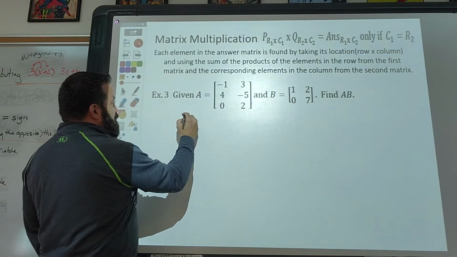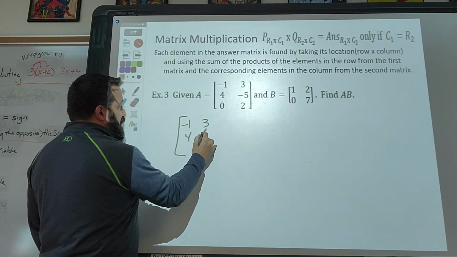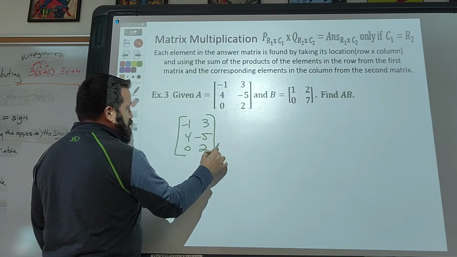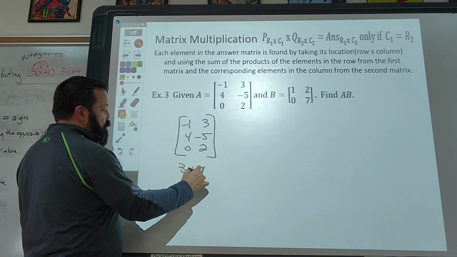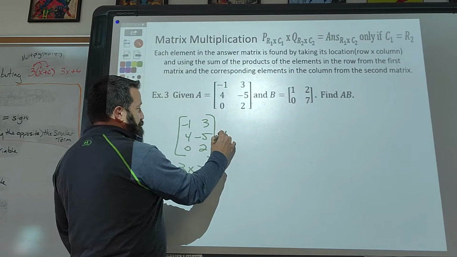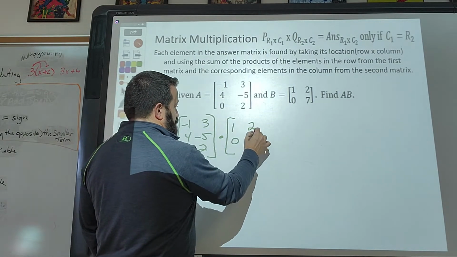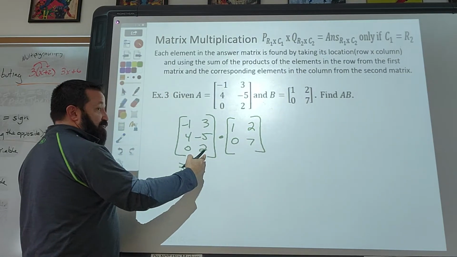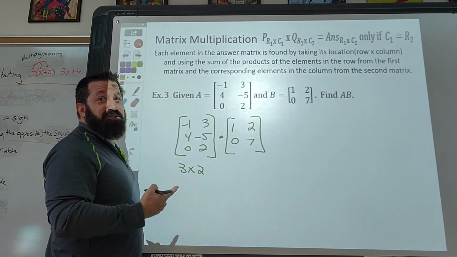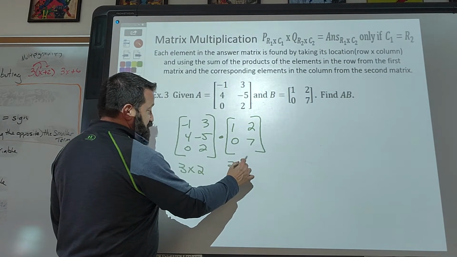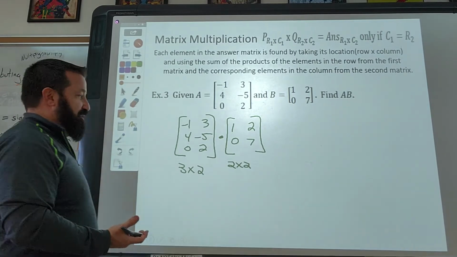So when I'm doing this, I have matrix A, -1, 3, 4, -5, 0, 2. It has 3 rows and it has 2 columns, so it's a 3 by 2. I'm multiplying that by B, which is 1, 2, 0, 7. This is a special type of matrix. It's called a square matrix because you can't get its dimensions backwards. It has 2 rows and 2 columns, so it is a 2 by 2. You go, wait, I got that backwards. It's actually a 2 by 2. It doesn't matter. It's the same thing, all right?